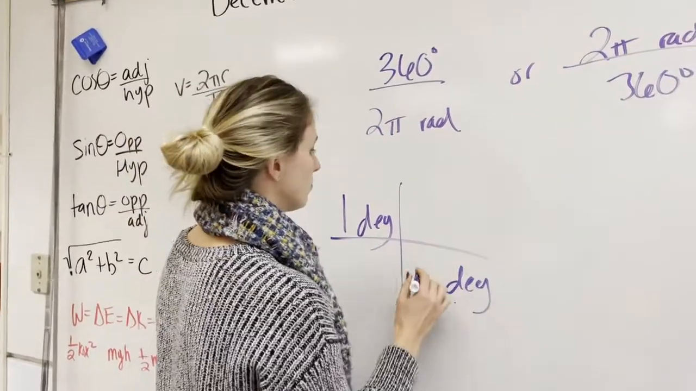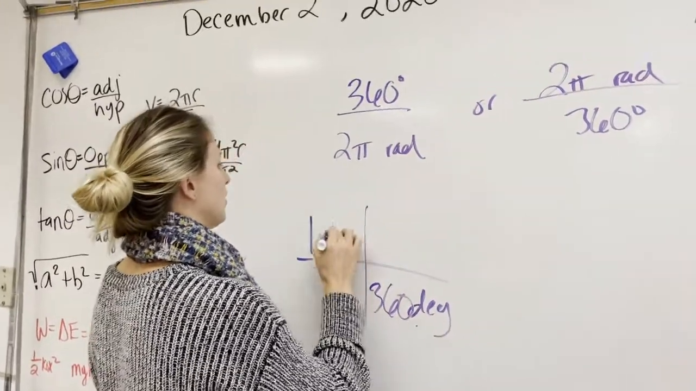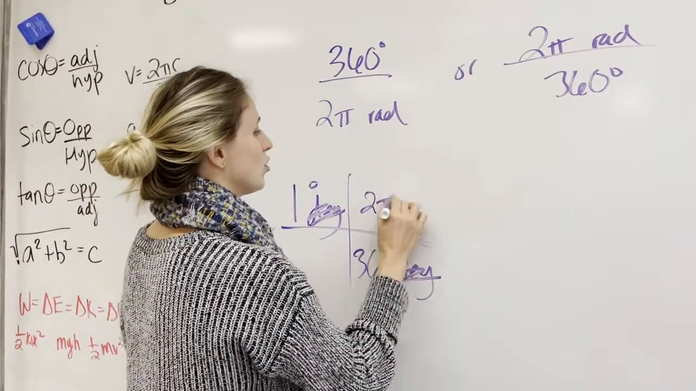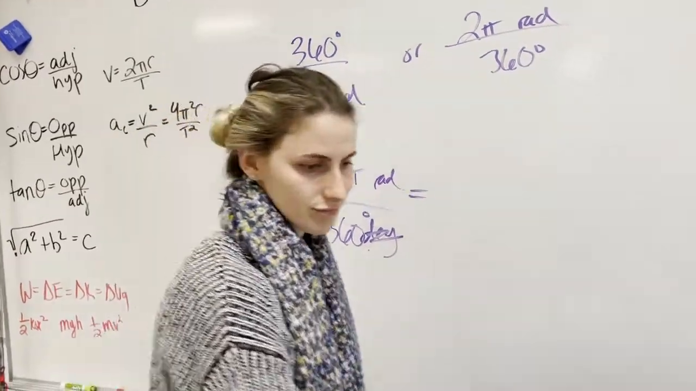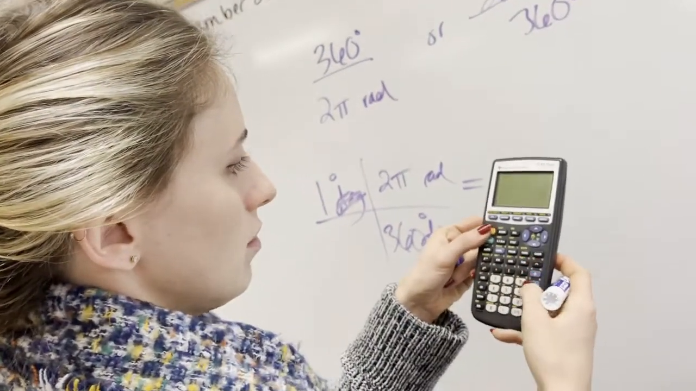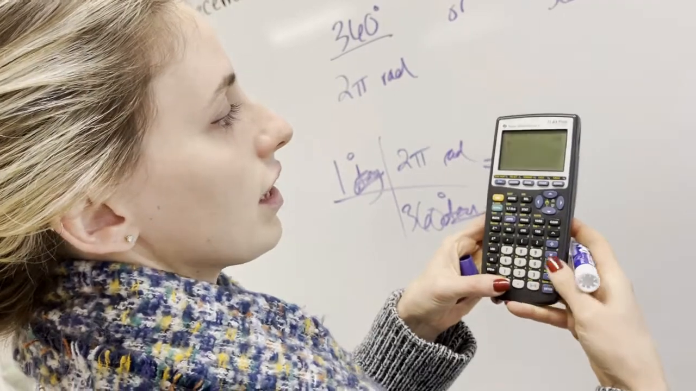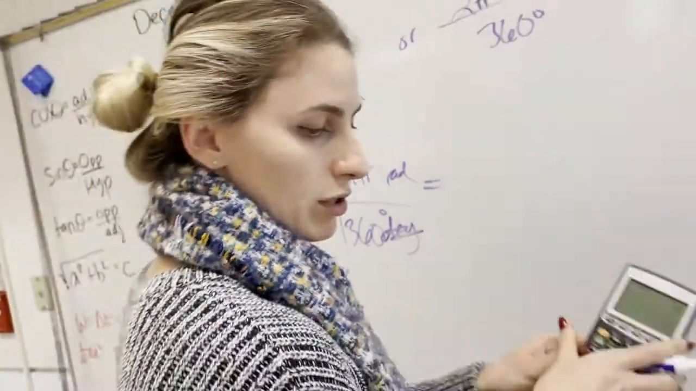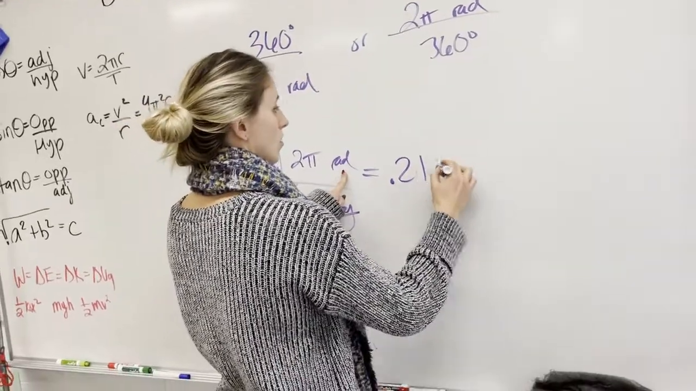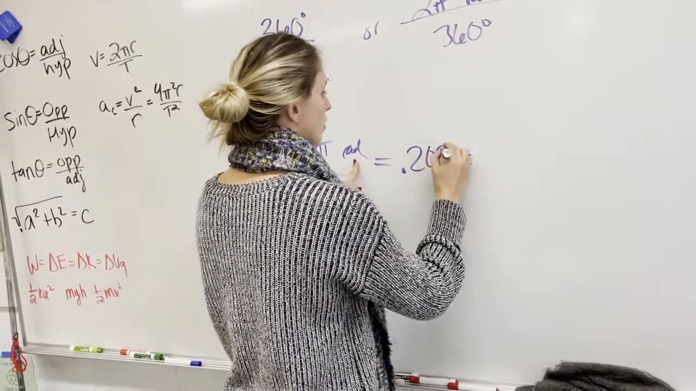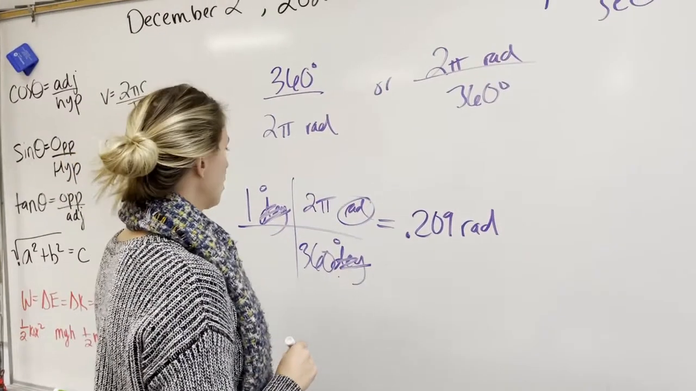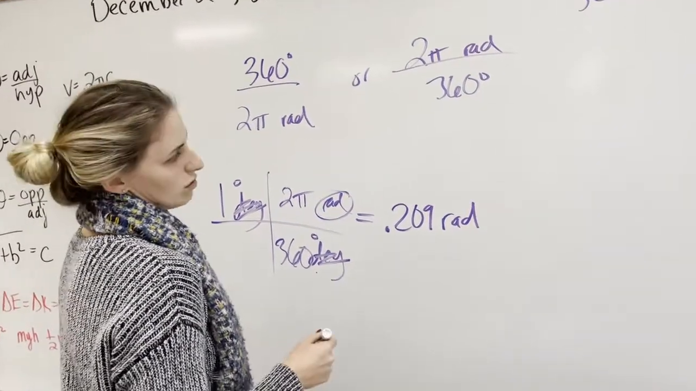Well, 360 degrees right here, 360. You do not have to write degrees. And then on the top, we just copy what we have up here, 2 pi radians. So 1 degree is 2 pi divided by 360. pi divided by 360. And I get 0.209. I'm going to call it 0.21. Is it 209? Yeah, 0.209 radians. And you guys have probably done this at some point in your mathematical history. So it's sort of familiar.